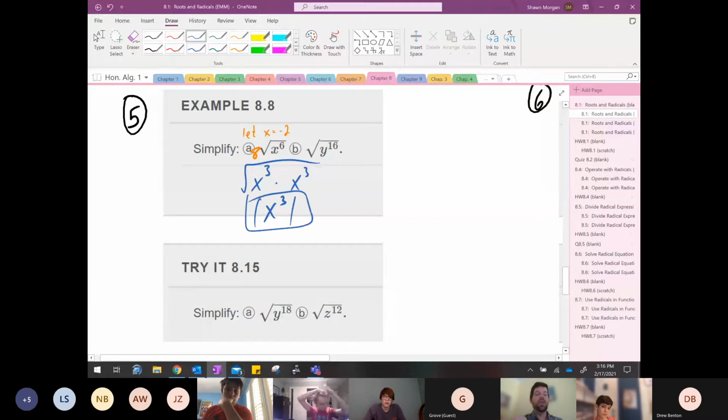Now, that being said, could y'all think similarly about part B here, right? Split up the square root.